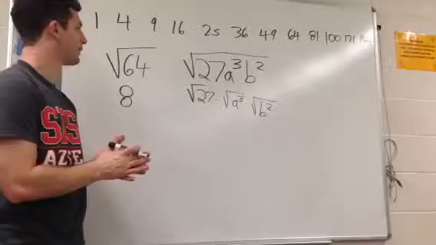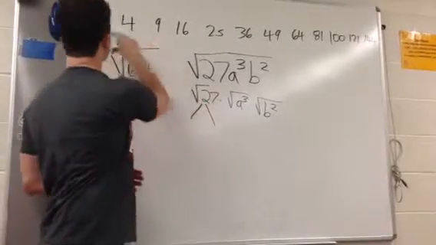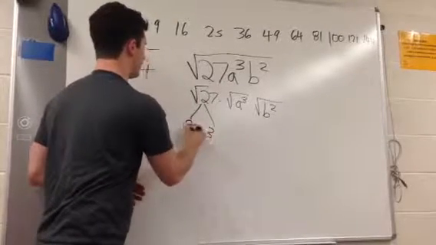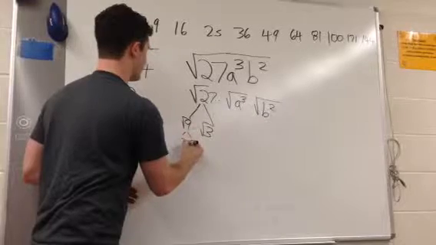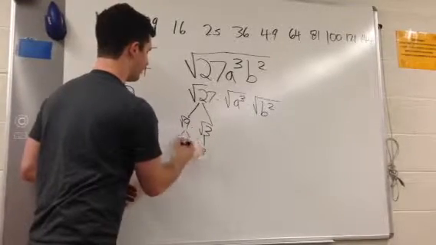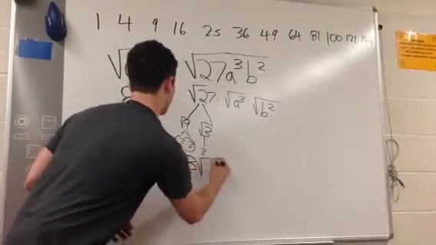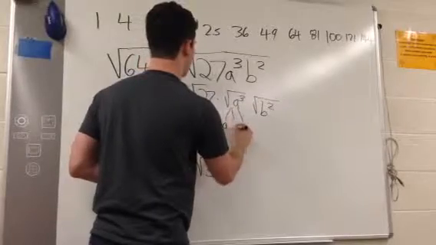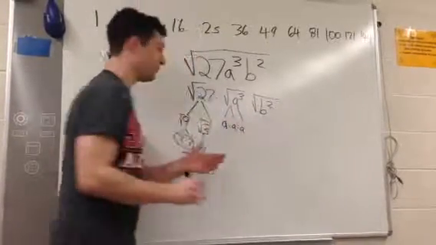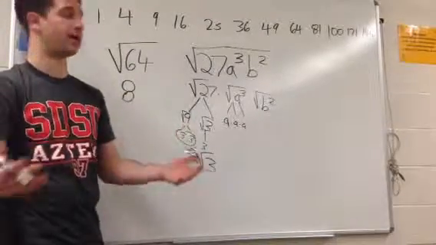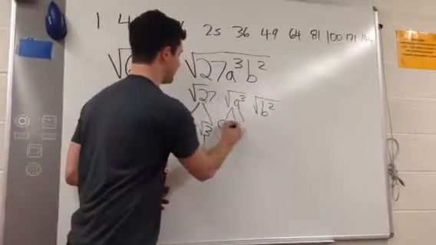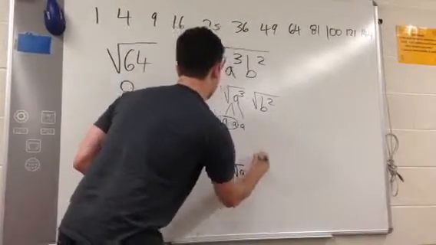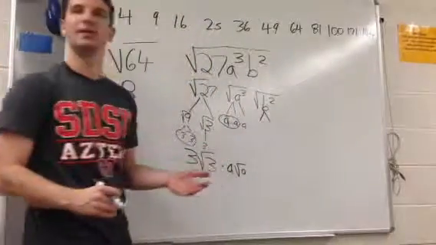So 27 breaks down into, let's see here, 4 doesn't go into it, 9 does. 9 times 3. Okay, this is just 3 times 3. And this is 3. So I have my pair of 3s. This is 3 square root 3. A cubed is a times a times a. So same thing as before, all I need to do is circle the pair of numbers that I have. Here I have a pair of a's, and then one a left over. So times a square root a, b squared. So let's say b was 2, right?